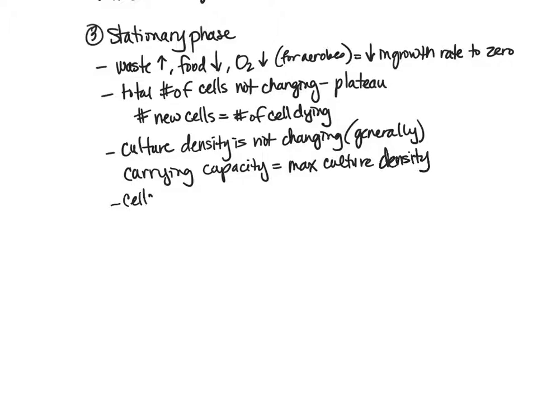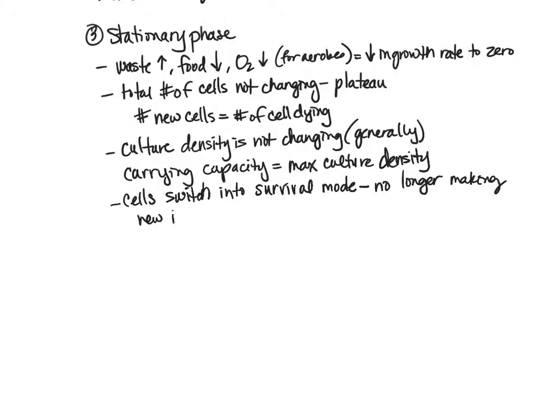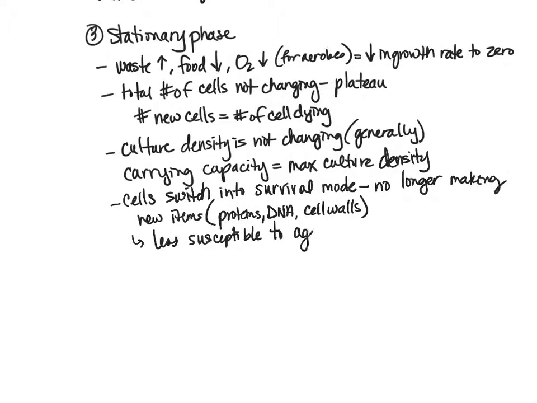So at this point, the cells are switching into survival mode. So cells switch into survival mode. And this means that they are no longer making new items. So meaning they're not making proteins anymore. They're not making DNA anymore. They're not making their cell walls anymore. So since they're not making these things, now at this point they're less susceptible to agents that will disrupt synthesis of these items.